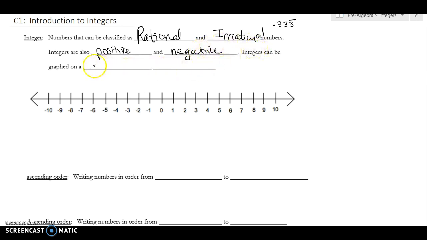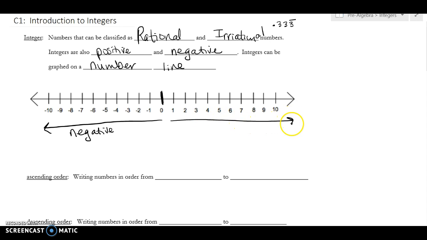Integers can be graphed on a number line. The things that you should notice about a number line is that zero is in the middle, all the negative numbers are on the left, and all the positive numbers are on the right. As you get farther to the right, the larger the number gets. Even though to the left they're getting more negative, these are actually getting smaller. So bigger numbers are on the right, smaller numbers are on the left.